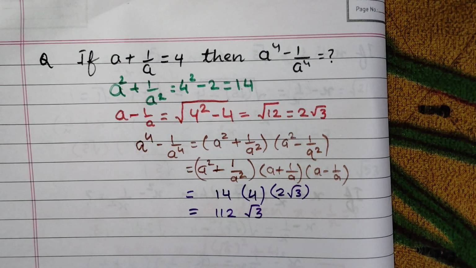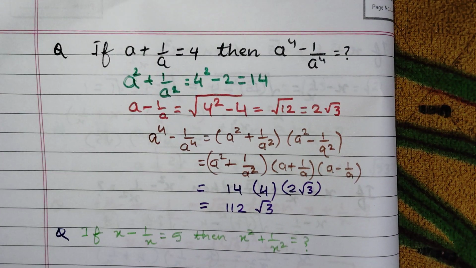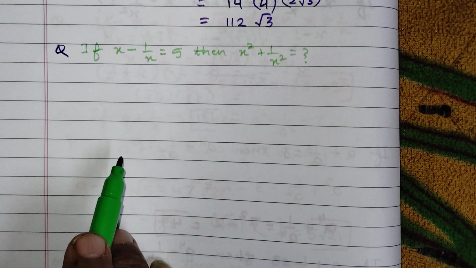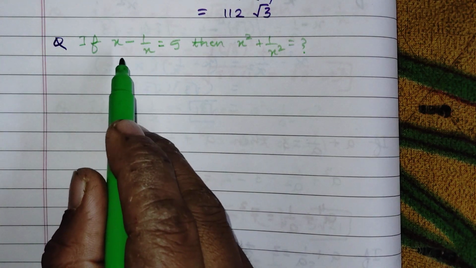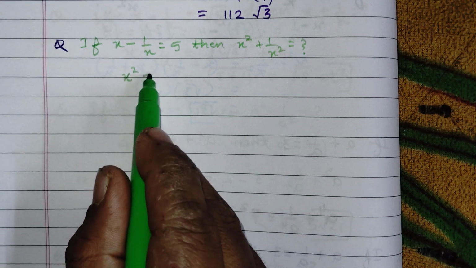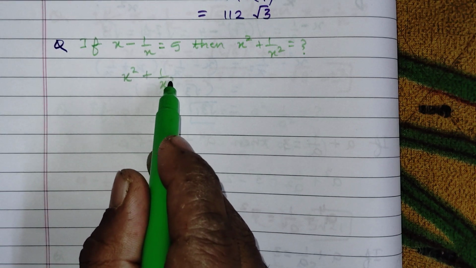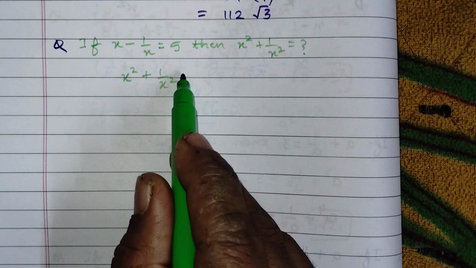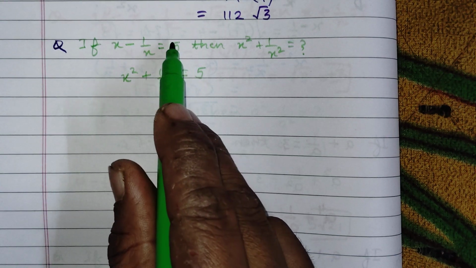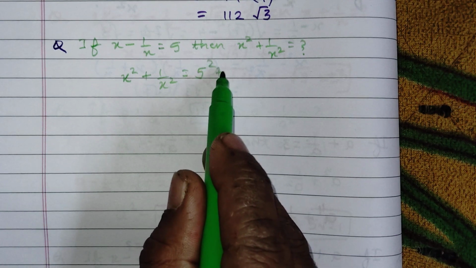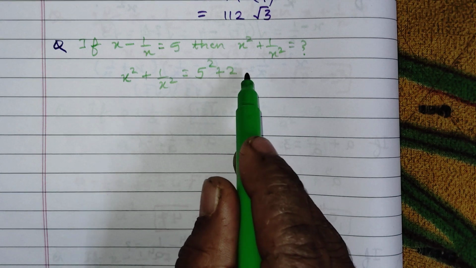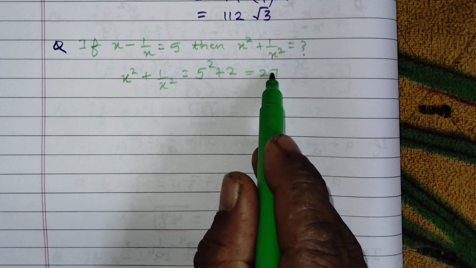Next question is, if x minus 1 upon x equal to 5, then find x square plus 1 upon x square. So squaring both sides, it gives us x square plus 1 upon x square. Since there is a minus, we write plus 2 on the other side, and we write the square of 5. So this is the answer for x square plus 1 upon x square. 5 square is 25, plus 2 is 27.